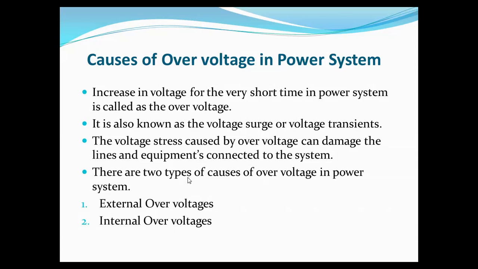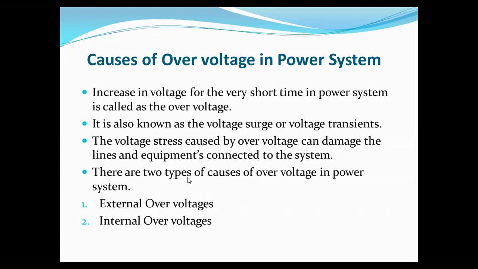So these lightning strokes are for a very short period of time. Okay, and when they strike on the highest equipment, for example, a pole, or any tree, when they hit that tree, at that time we can say that there is an over voltage. So it is also called the voltage surge or voltage transient. Surge is nothing but an increase in anything.